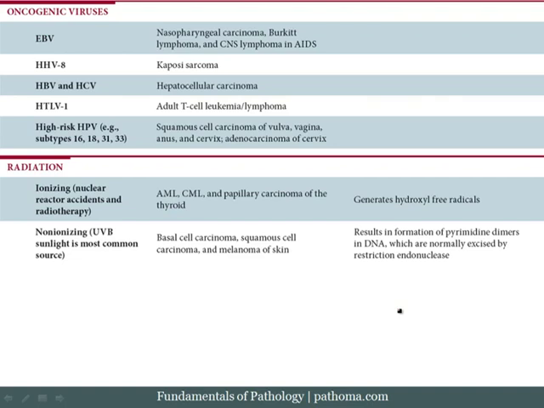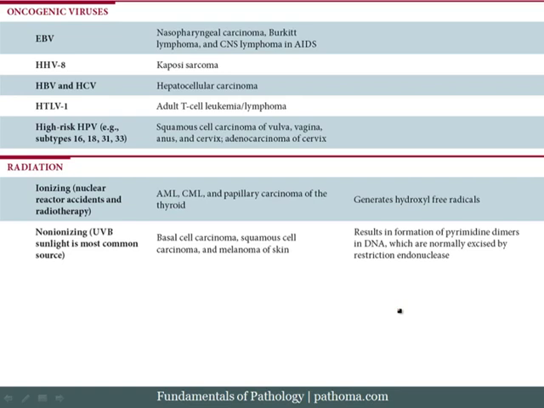Another important relationship is hepatocellular carcinoma, which is associated with hepatitis B virus and hepatitis C virus. Hepatitis B virus is a DNA virus, and hepatitis C virus is an RNA virus, but that's a little bit of microbiology. Human T cell leukemia virus 1, HTLV1, is associated with adult T cell leukemia lymphoma.